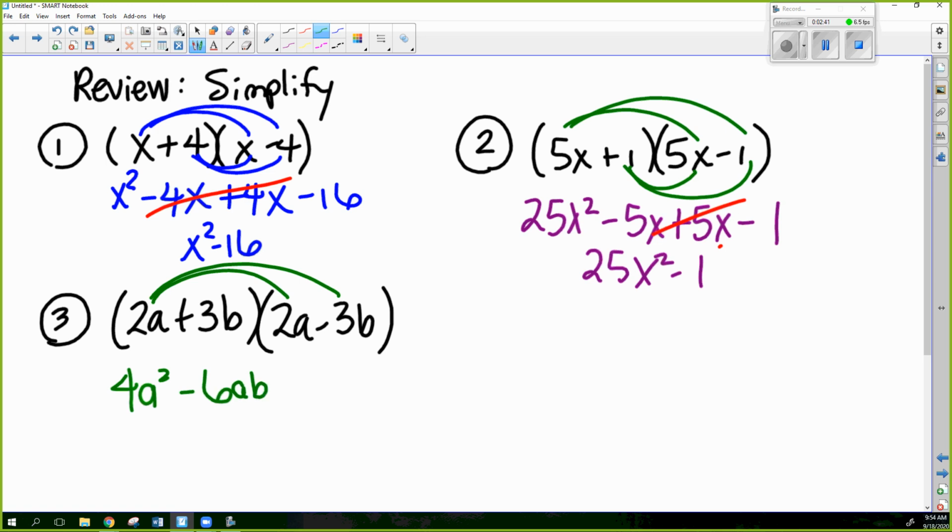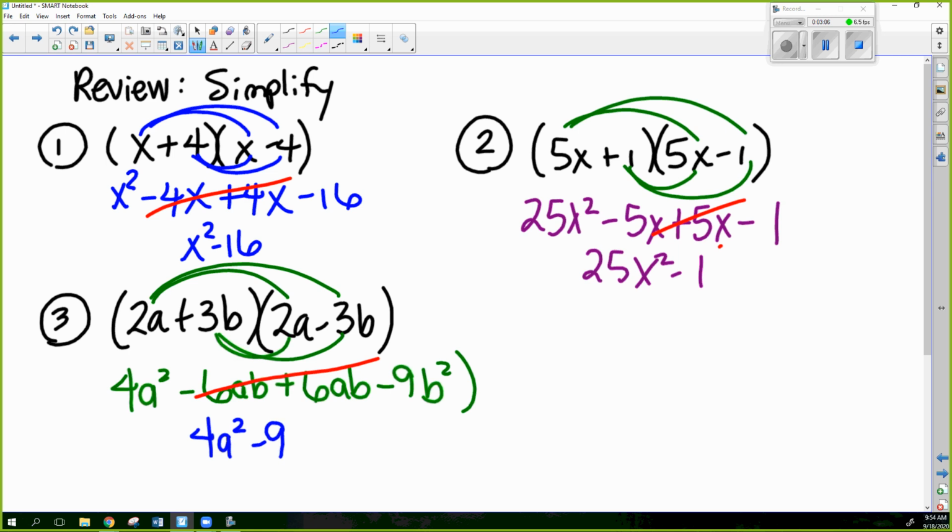Then we distribute the 3b times 2a. 3 times 2 is 6. And we put the letters in alphabetical order. And then 3 times negative 3 and b times b. Because we put the letters in alphabetical order, it helps us see better that the 2 in the middle cancel out again. And so my final answer is just 4a squared minus 9b squared.